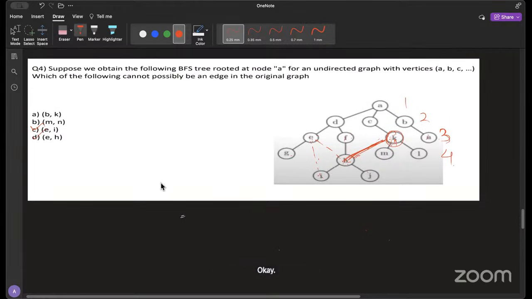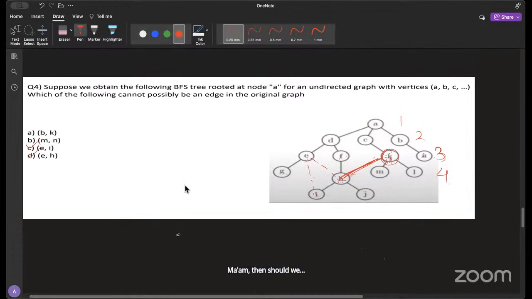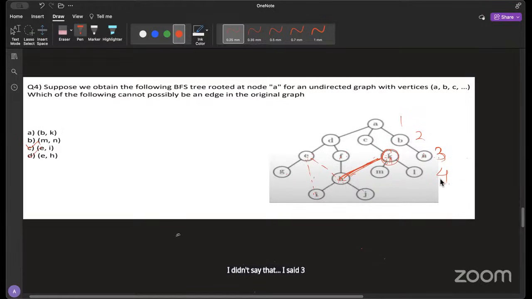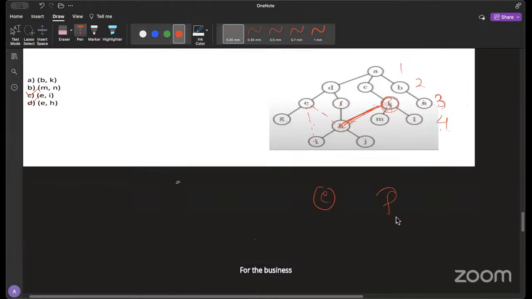Okay, ma'am. Ma'am, then should E and H, meaning that should be wrong then. I didn't say that. I said 3rd and 4th levels can have an edge because K and H can have an edge, right? I didn't say that they would have an edge for sure. Ma'am, I don't understand why we are saying that E and H cannot have an edge and K and H can have an edge. The difference in level is the same. The difference in level is one.